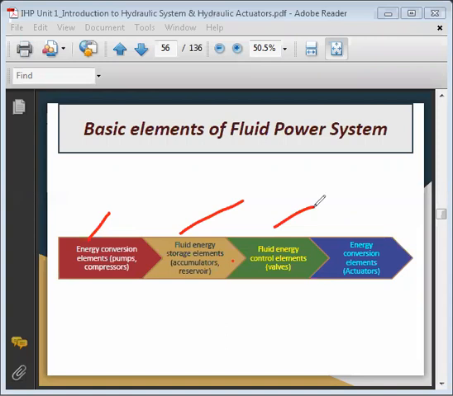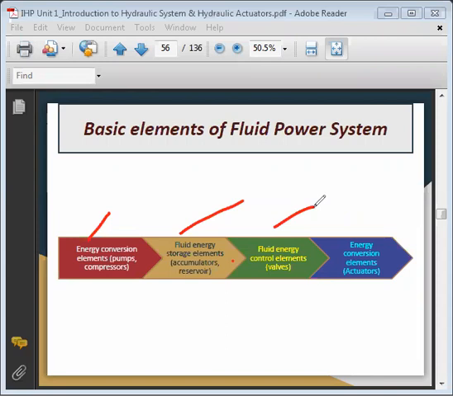So these actuators can be used to produce linear motion, or to produce a rotary motion, or to produce an oscillation motion in a hydraulic system. Okay, what is the, where to use this actuator? If this question arises, then you should give the answer like that.